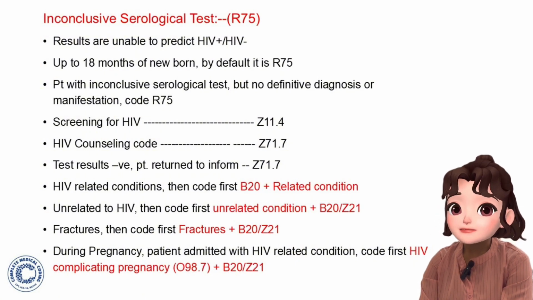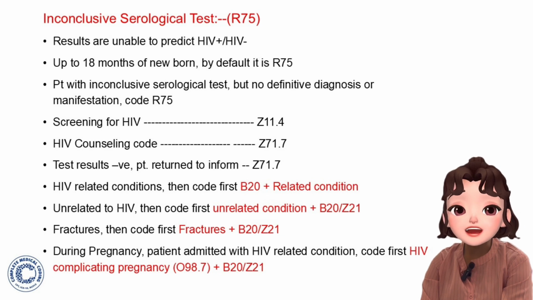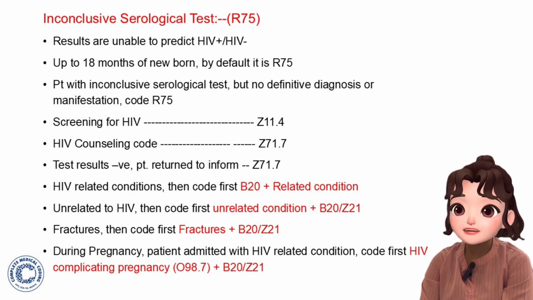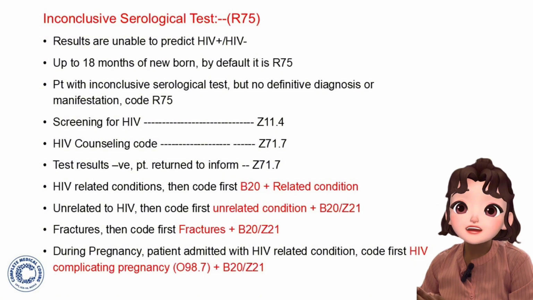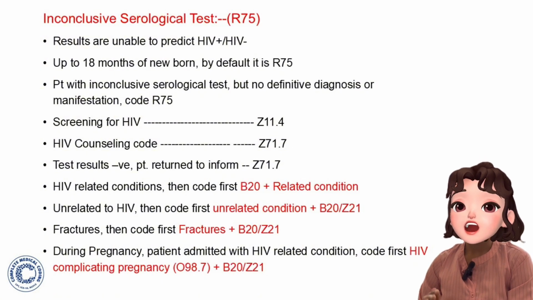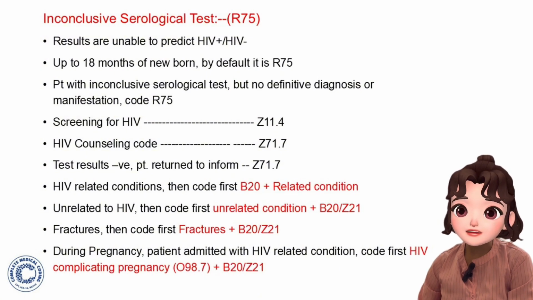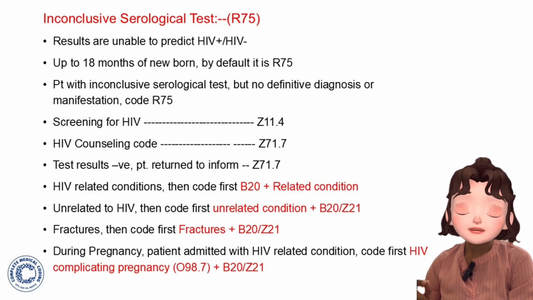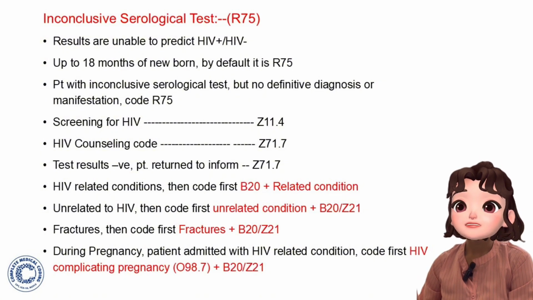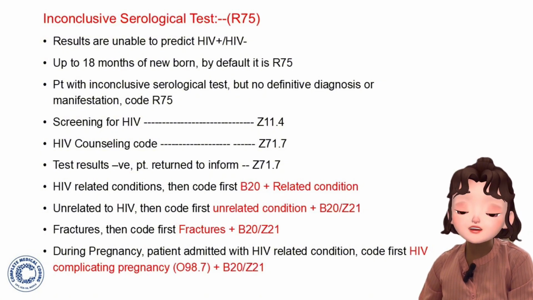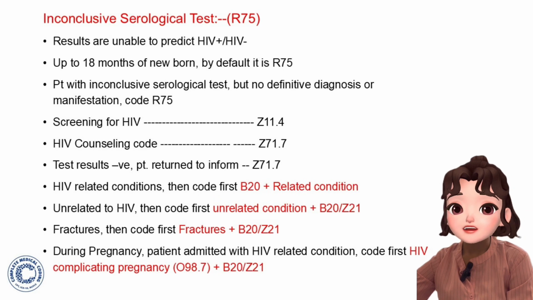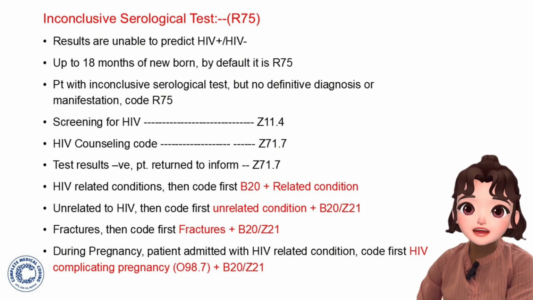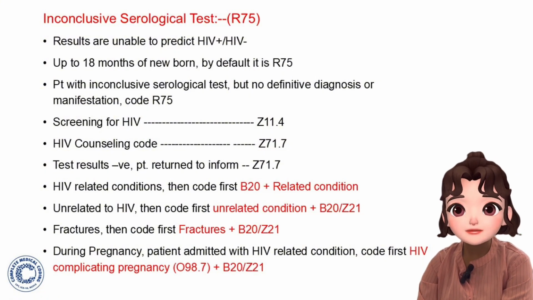Now, during pregnancy, how will you code HIV? During pregnancy, the patient is admitted with an HIV related condition. Always remember that if the patient is admitted with an HIV related condition, since it is a pregnancy, the primary code should always be an O code, right? So code first the HIV complicating pregnancy, that is O98.7, followed by symptomatic or asymptomatic HIV, B20 or Z21.